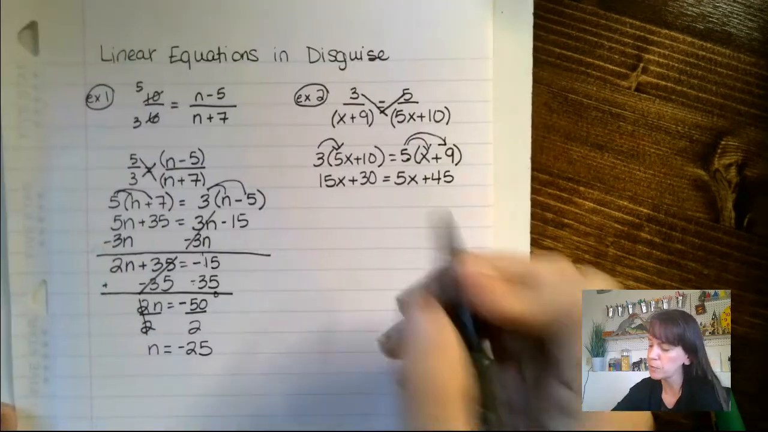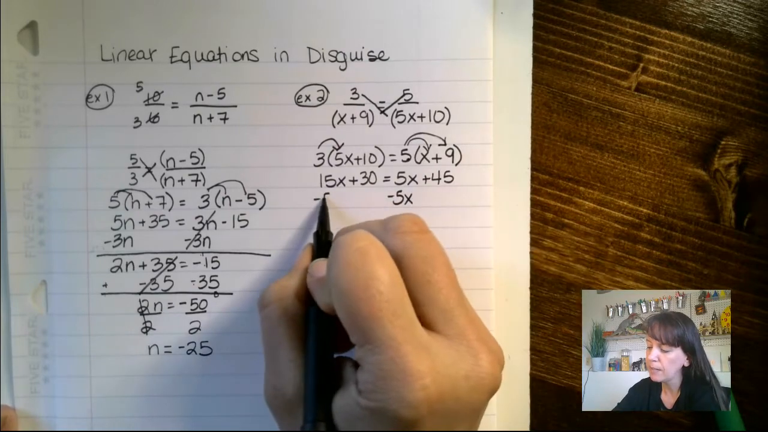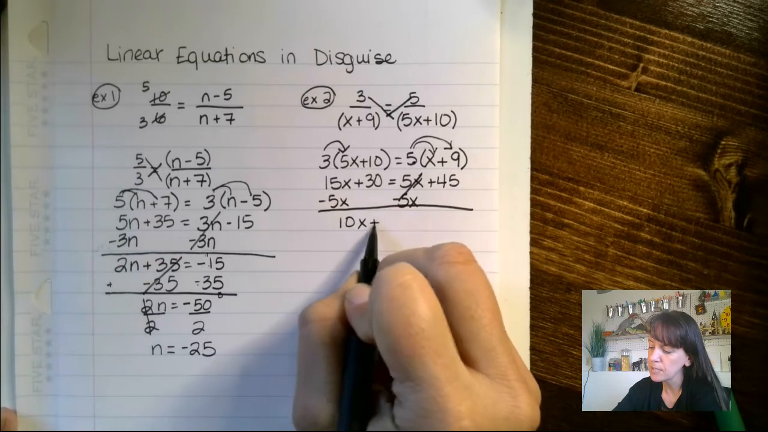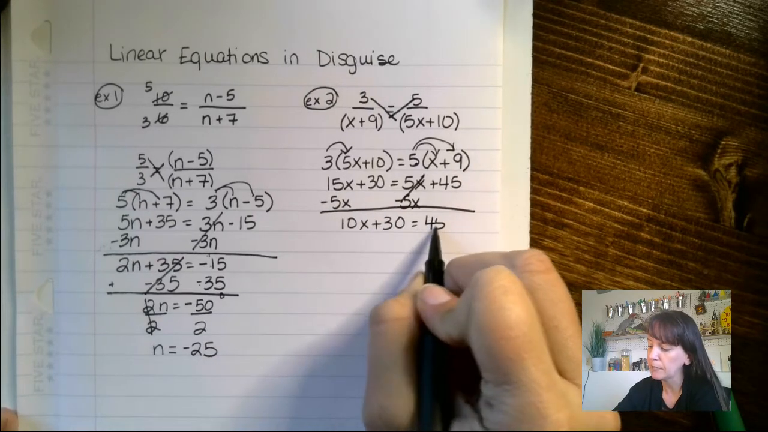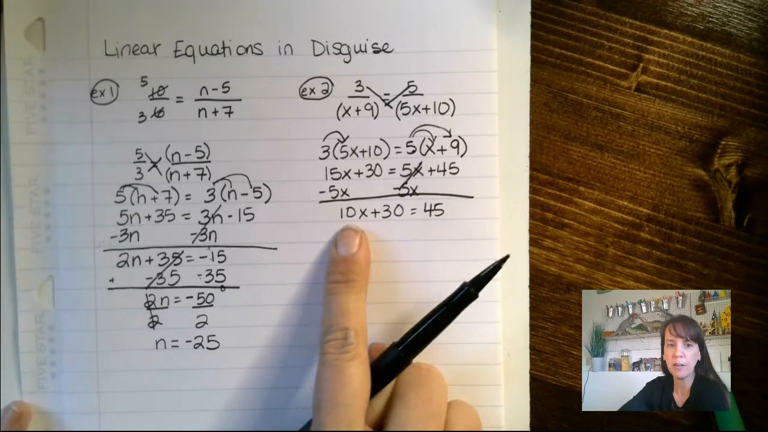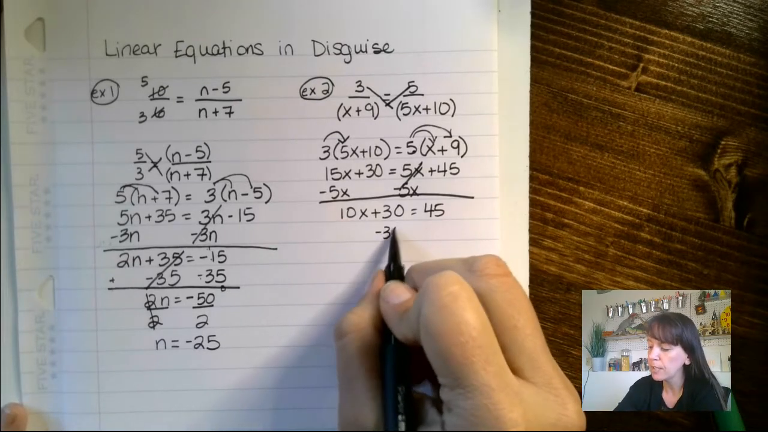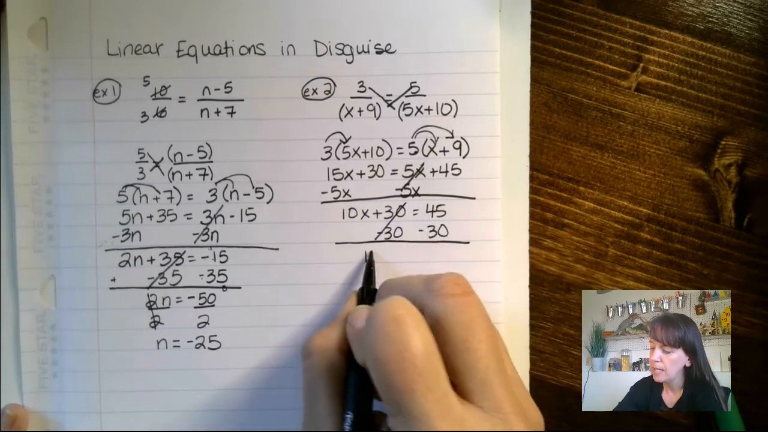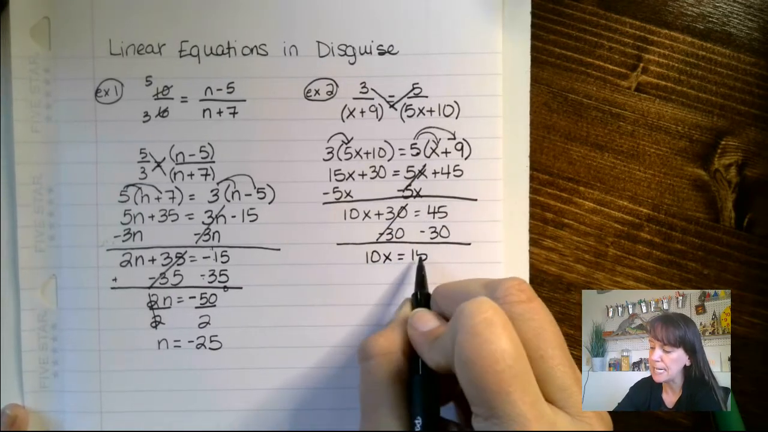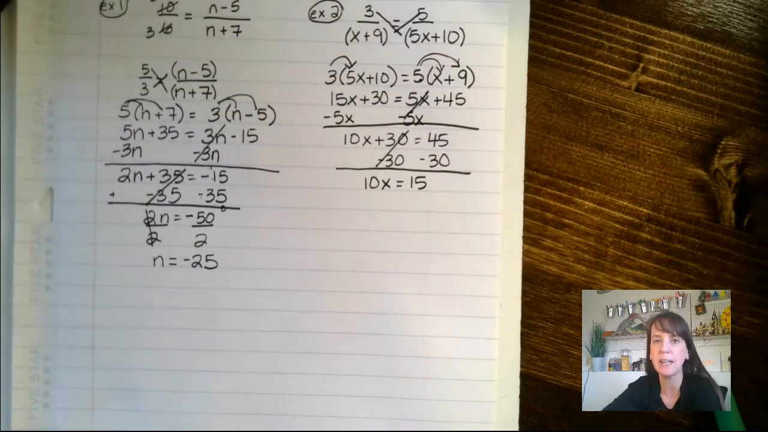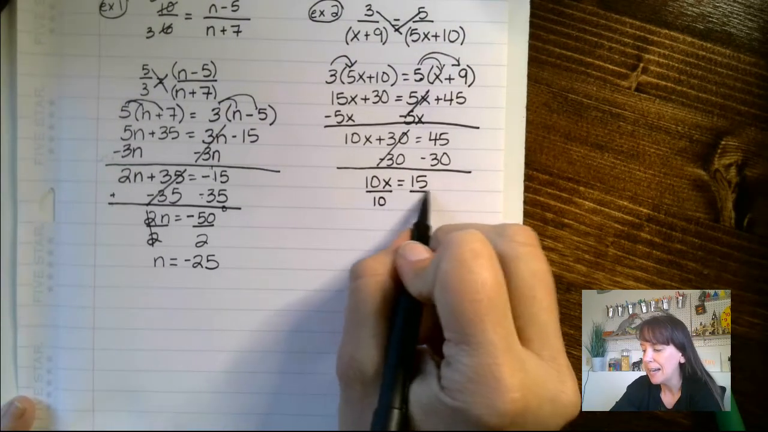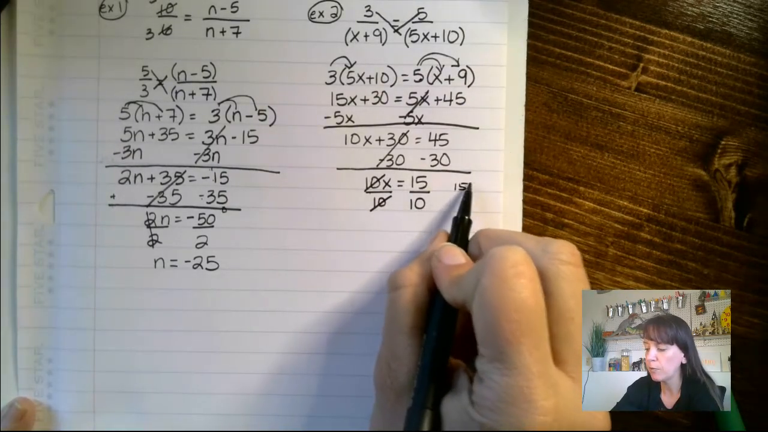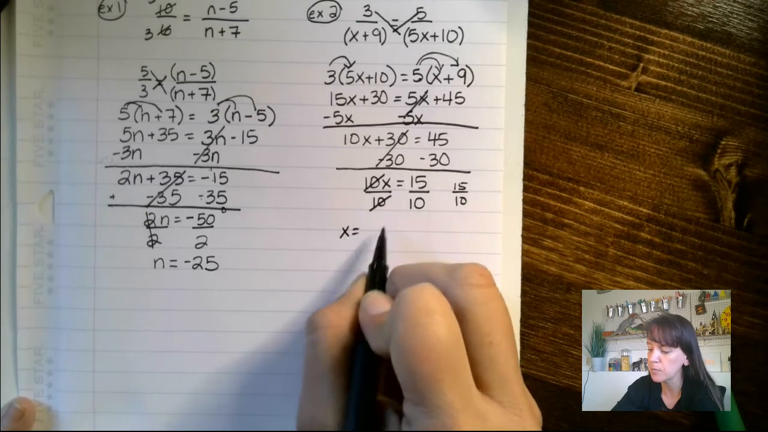Again, deal with your variables first. Minus 5x, that's going to give us 10x plus 30 equals 45. Okay, so I still want to get that chunk of the variables by itself. So I'm going to minus 30 from both sides. And that is going to give me 10x equals 15. Okay, so now to get x by itself, we're going to divide by 10. Now in this case, this does not evenly divide. We have 15 over 10, right? So let me rewrite that. x equals 15 over 10.